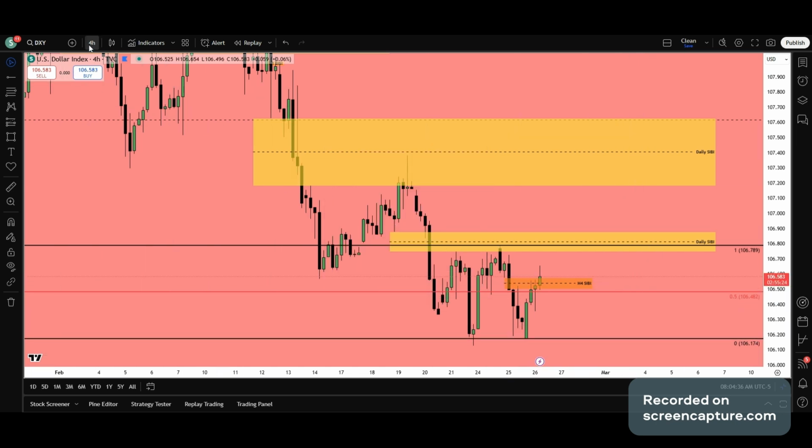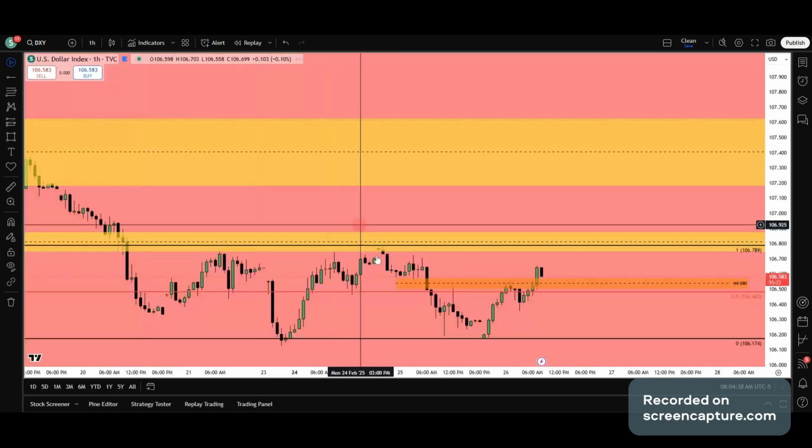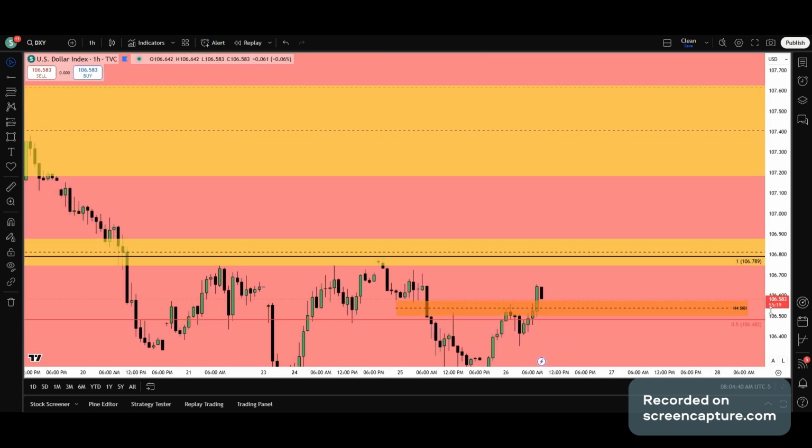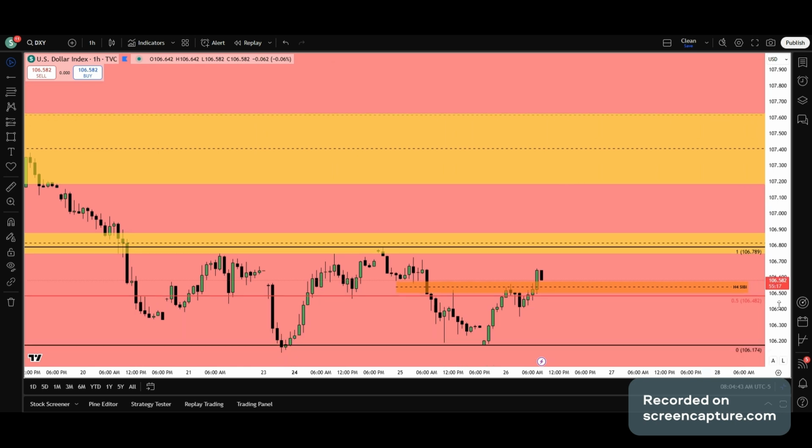So now I drop down to the hourly. And now the hourly gives us more intel, a lot more intel. So as far as sell side imbalances go, we can see here we have this sell side imbalance here on the hourly from this candle's low to this candle's high. That space is a sell side imbalance, an hourly sell side imbalance.